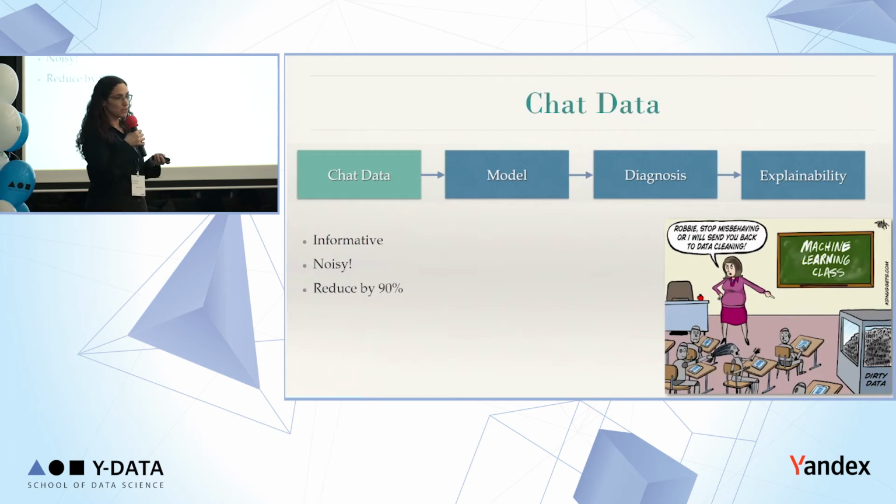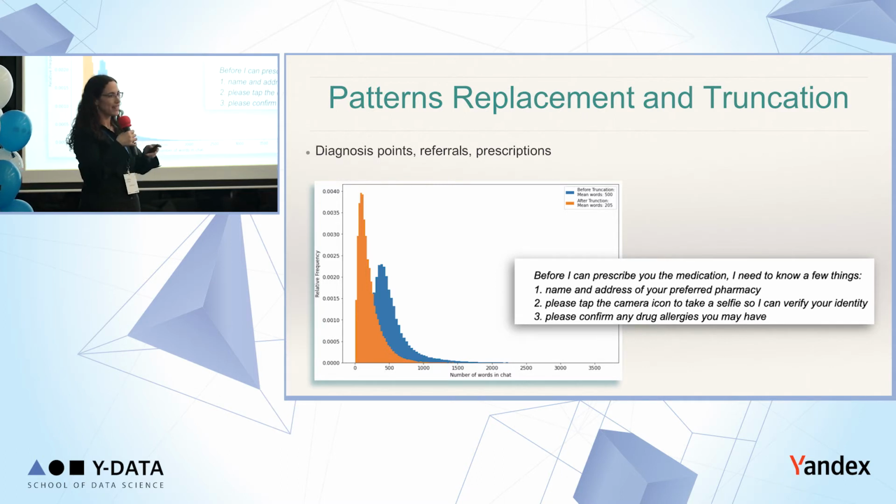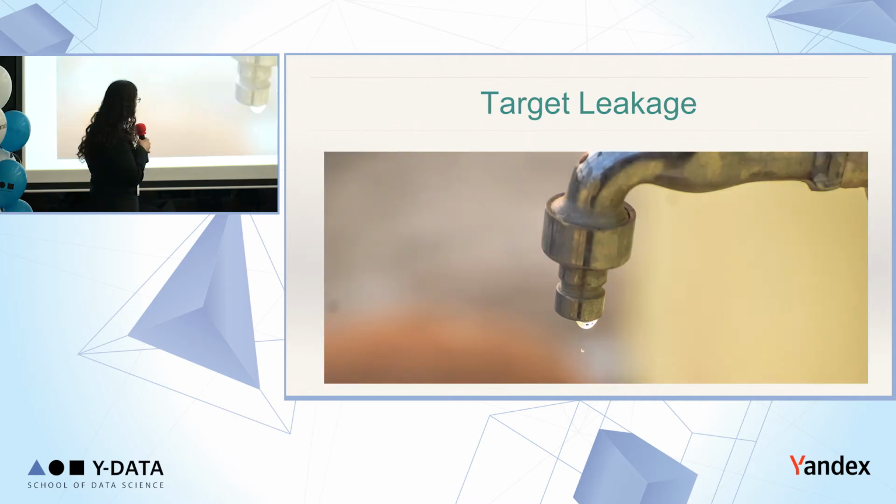And we'll show you how to reduce the data by 90%. First thing we did, EDA, we found repetitive text patterns that doctors use. They come in different variations. They're mostly noise for us because they come past the diagnoses. And they talk about prescription and medication, so we truncated those. That reduced the data by more than a factor of 2.